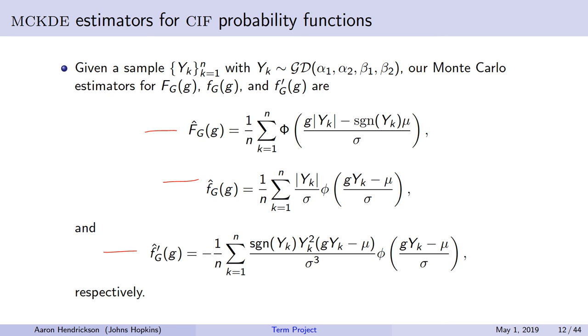And we're just applying the Monte Carlo method to those expected values we just saw. Each of them requires some sample of gamma difference random variables, which is very easy to do. We'll see that in a minute. And we get these three different estimators.